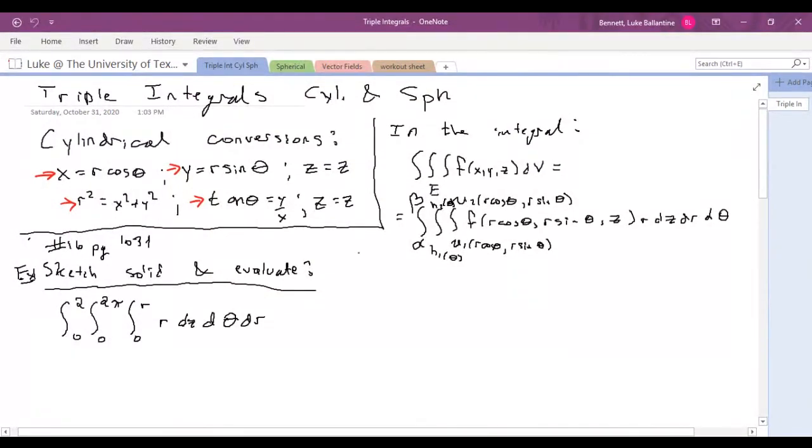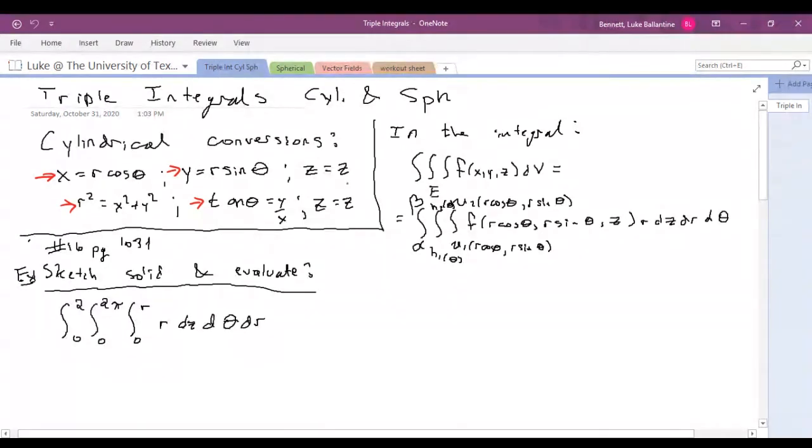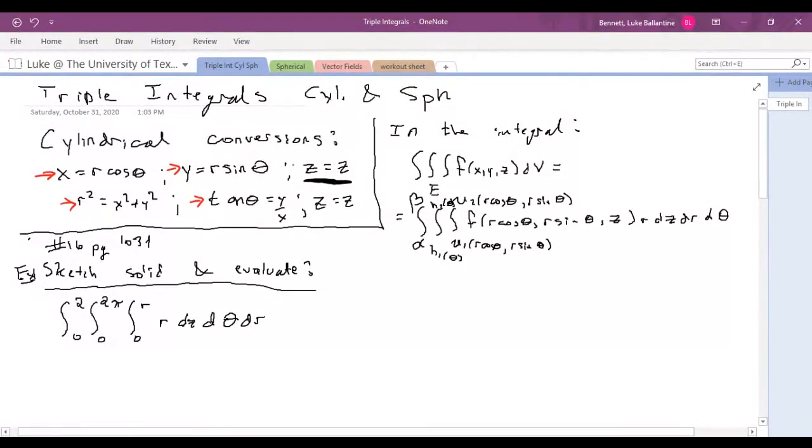So we have our cylindrical conversions. Remember, cylindrical is just polar in 3 dimensions. That is, the x and the y are the same equations as polar, and then z equals z, because whoever thought of this was lazy. No, I'm kidding. Z equals z is the conversion for z, so you don't have to worry about that.